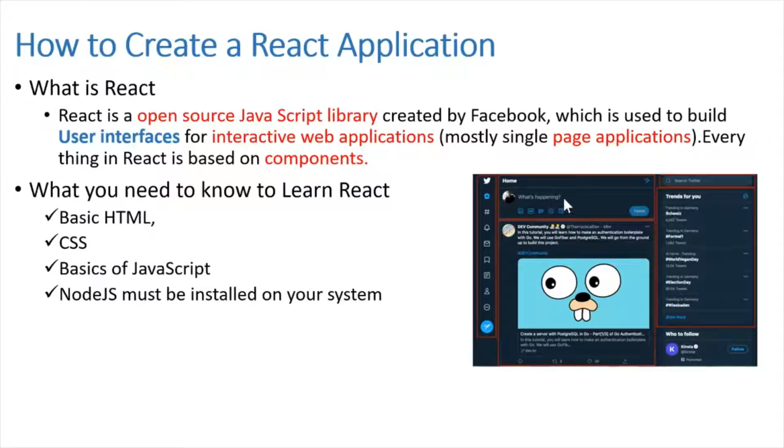For example, if you look at this Twitter page, it is divided into different sections. Each of these sections is a component. For example, this is a left scroll bar component, this is a tweeting section component, this is a response component, this is a trends for you component, and this is a who to follow component. And each of these components is then made of other components. So we will be learning what those components are and how to create your own components.